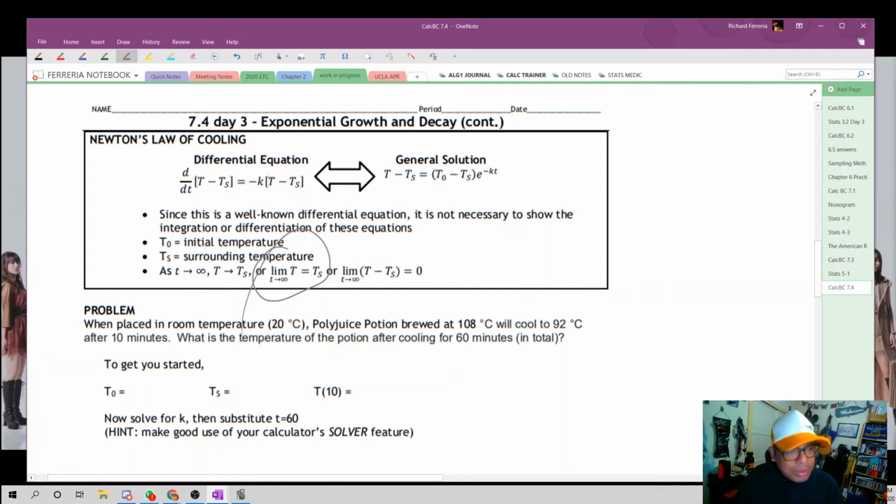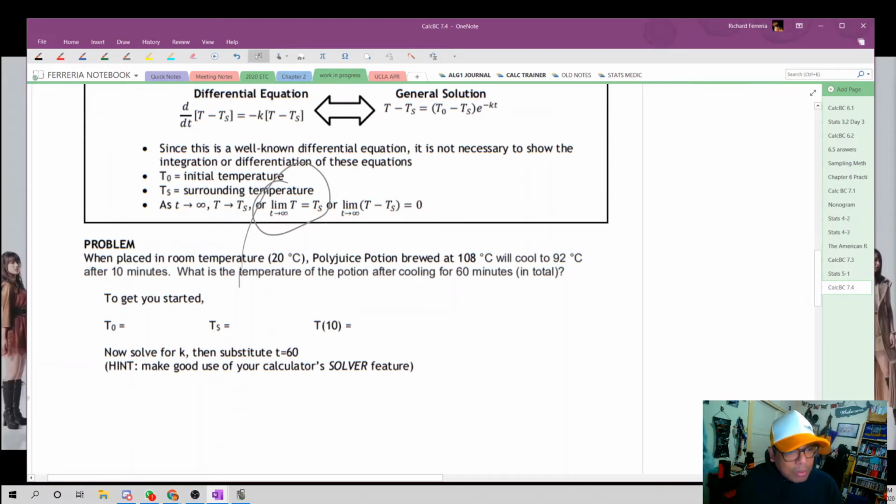So that's Newton's law of cooling in a nutshell, and we can do a few things here. I think we just have one example problem and then another problem for you to work on. We'll look at these right now. When placed in a room temperature of 20 degrees Celsius, polyjuice potion brewed at 108 degrees Celsius will cool to 92 degrees after 10 minutes.